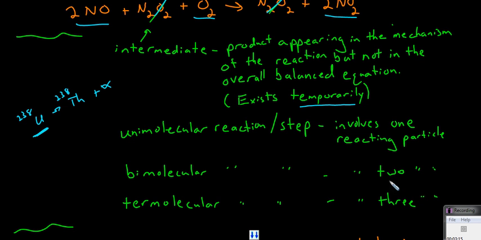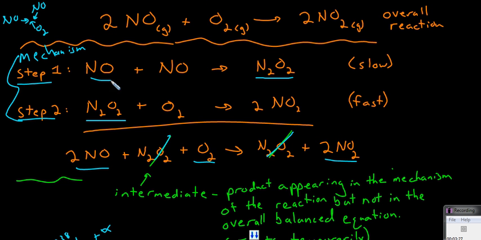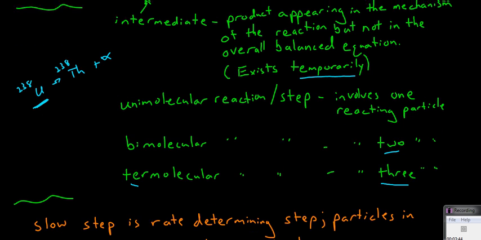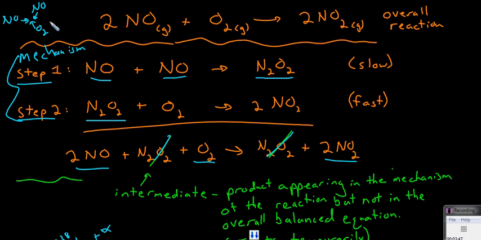Bimolecular reactions involve two particles colliding in a step. So, as an example, two nitrogen monoxides collide, or a dinitrogen dioxide and an oxygen molecule collide and react. And then a termolecular reaction, one which involves three reacting particles all at once, is very unlikely. It doesn't occur very much. As our example, we had theoretically two nitrogen monoxide molecules and an oxygen molecule colliding at once. Wow, that is unlikely. Three particles colliding at the proper orientation at once.